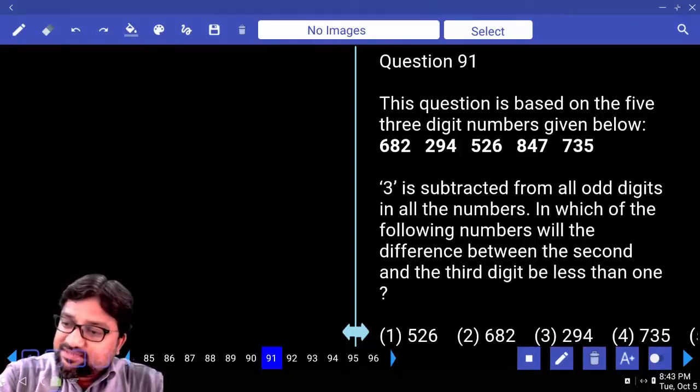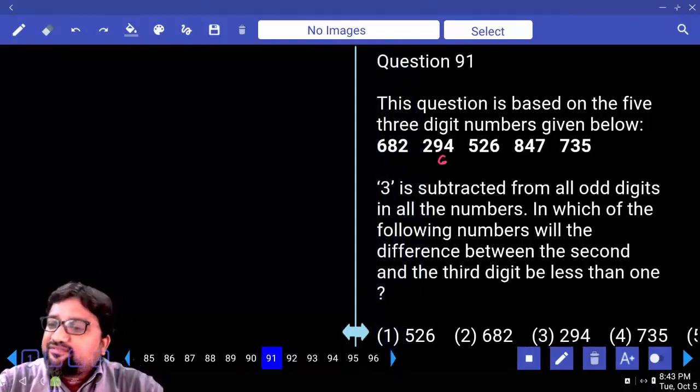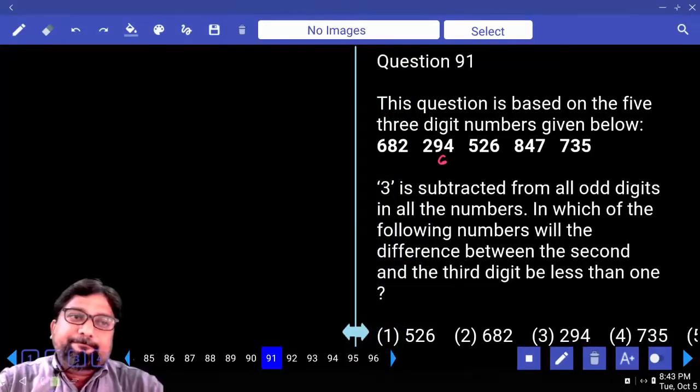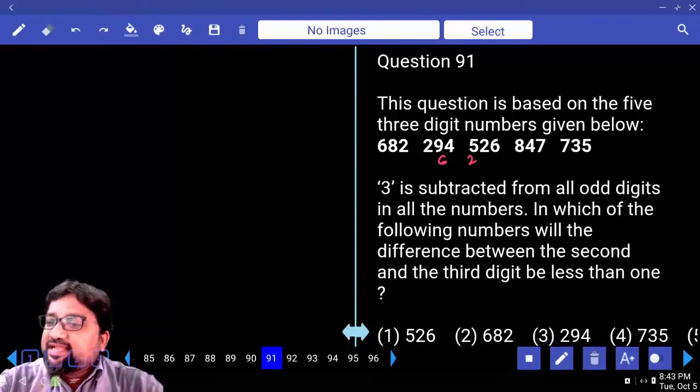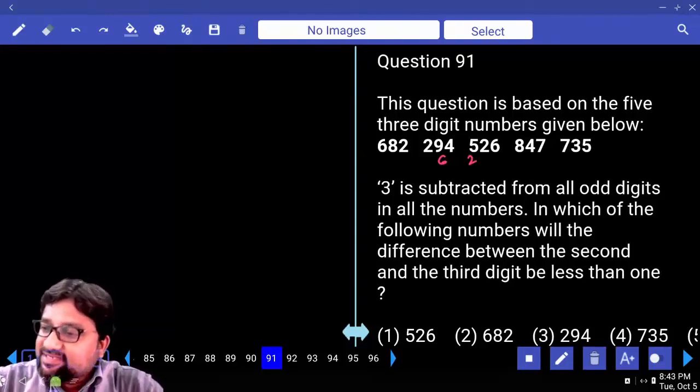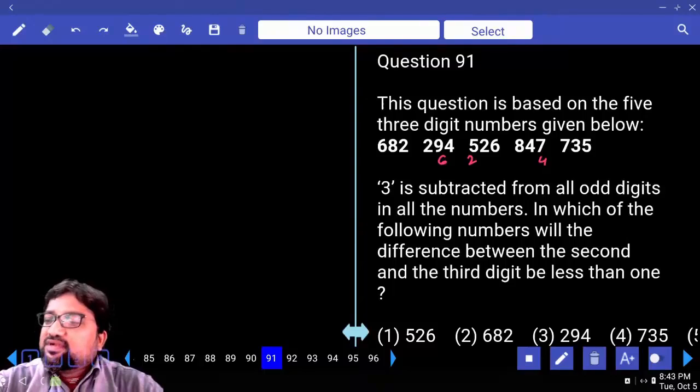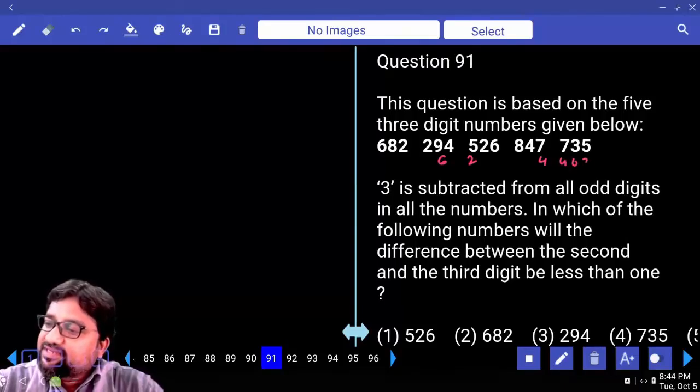So 9 minus 3 is? 6. 5 2 6. 5 minus 3 is? 2. 8 4 7. 7 minus 3 is? 4. 7 3 5. All are odd digits. So 7 minus 3 is 4, 3 minus 3 is 0, 5 minus 3 is 2.